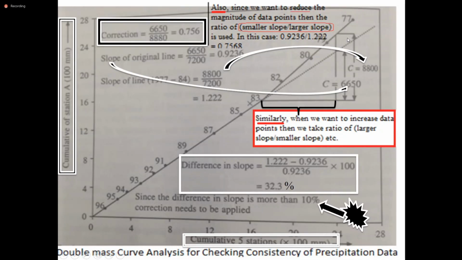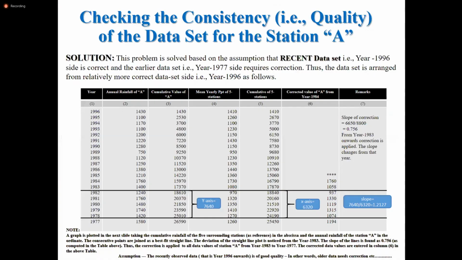So for example, going back to the previous data set. So this is our data. Okay, that was our original data. This was our 5-station data. These are our cumulative values. And now this data is corrected. So this data has been corrected.